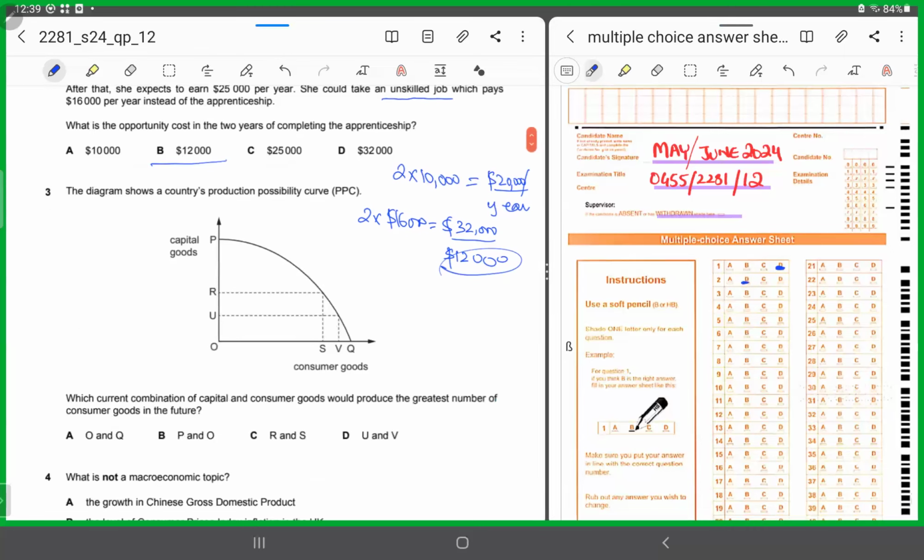Number 3. Number 3 shows us the PPC curve, the production possibility curve. Now look at the PPC curve carefully. The vertical axis displays the capital goods. The horizontal axis displays the consumer goods. Now look at the question.